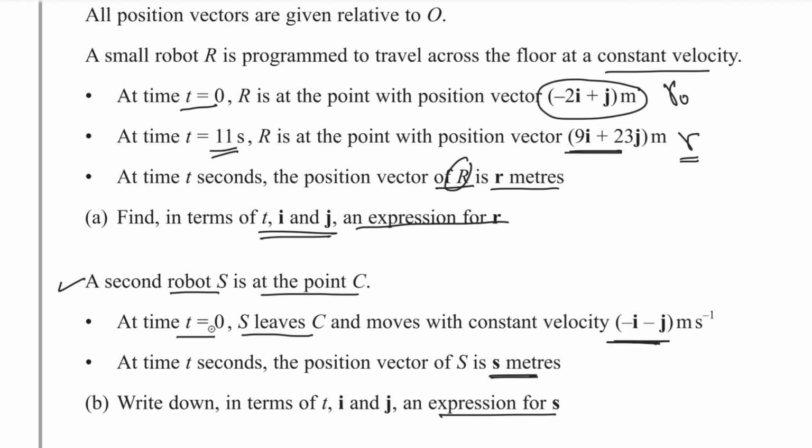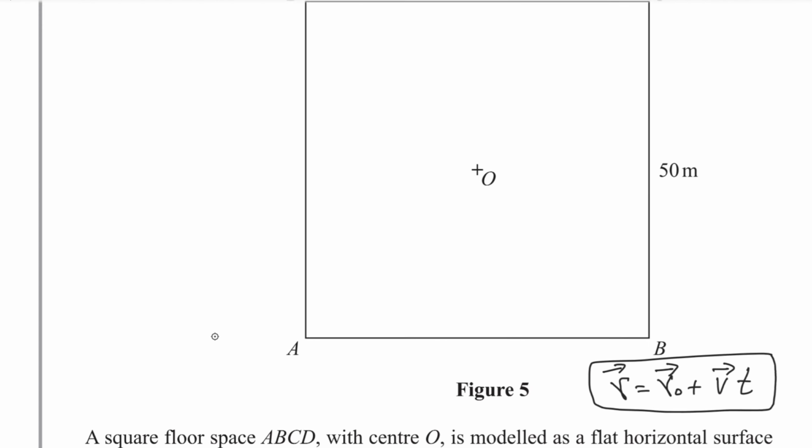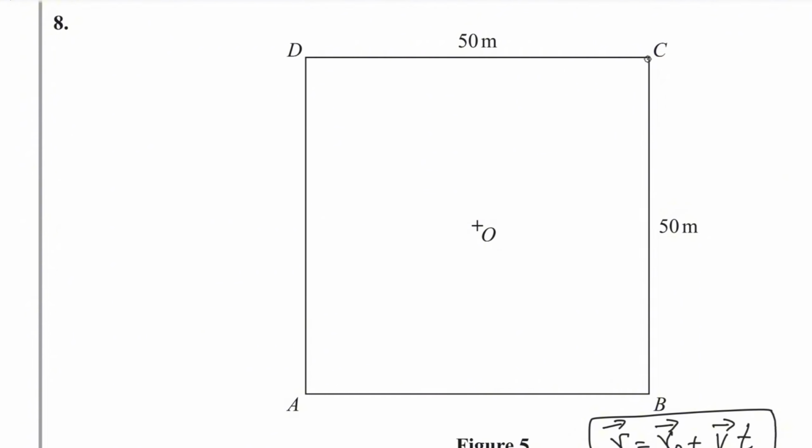Look here. At time t equals 0, robot S leaves C. Go back to the figure. At time t equals 0, robot S was here at point C. So if you notice that O is the midpoint, you can go this way. And here, at this point, when time t is 0, you know the position vector is always measured from the origin to that point. This position vector is R0 actually. Got it? This position vector of robot after time t is R0.